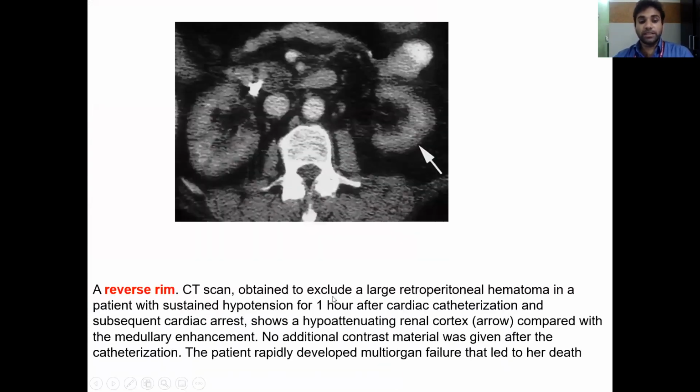A reverse rim sign. A CT scan obtained to exclude a large retroperitoneal hematoma in a patient with sustained hypotension for 1 hour after cardiac catheterization and subsequent cardiac arrest shows a hypoattenuating renal cortex compared with the medullary enhancement. No additional contrast material was given after the catheterization. The patient rapidly developed multi-organ failure that led to her death.